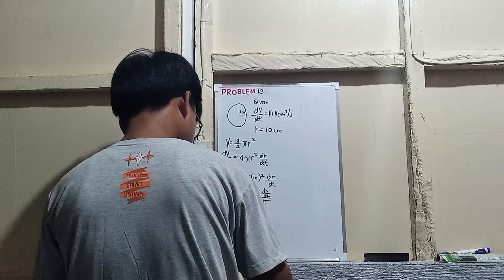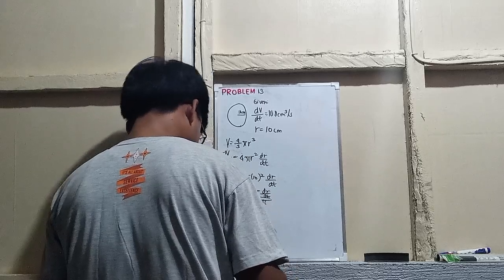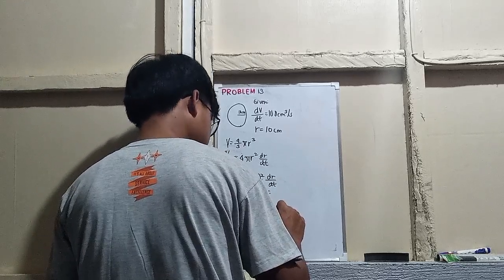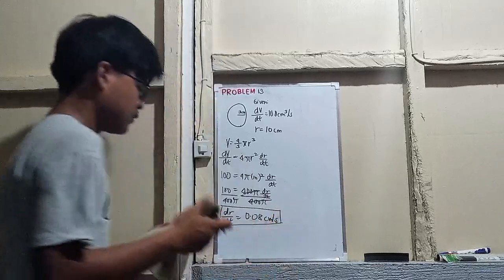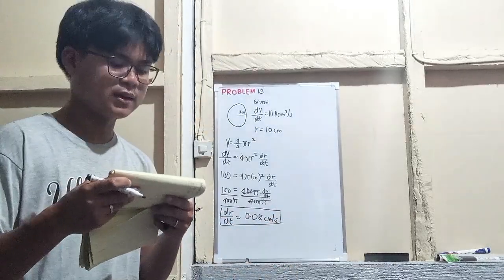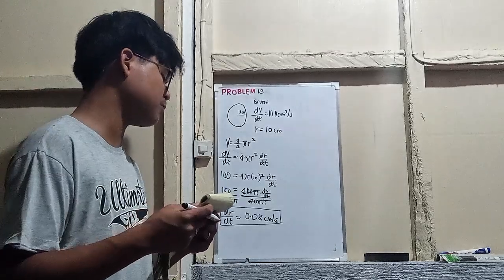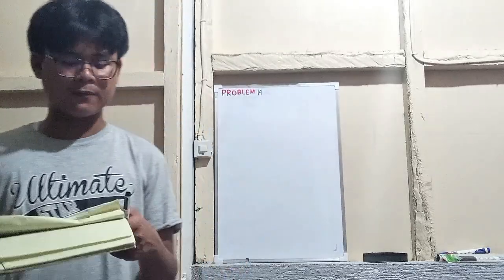Then dr/dt, we will get the value of 0.08 centimeter per second. So our rate of the radius when it is 10 centimeter is 0.08 centimeter per second. So we'll proceed to problem 14.